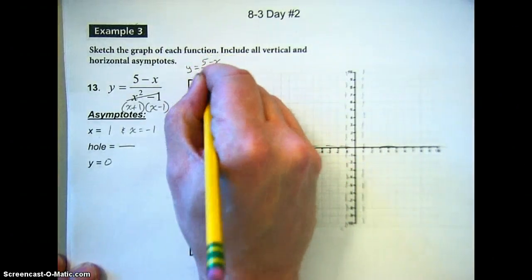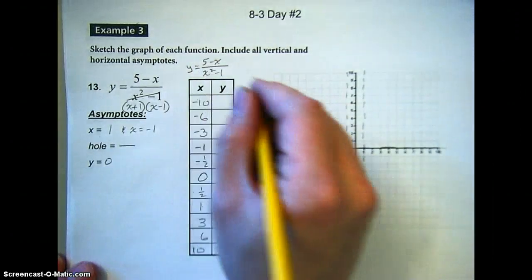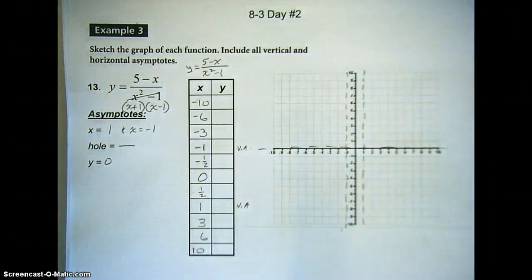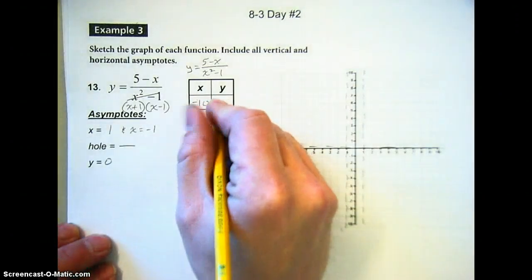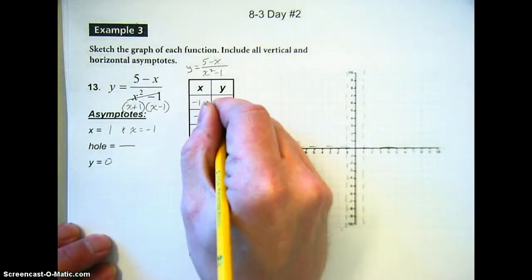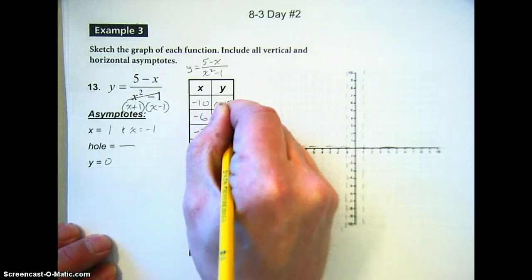Let's use the first one. I think that one looks easier. It's a more compact version. Okay? Plug all those values in and fill out that table. Ready to go. Negative 10. What's our value? 0.15.